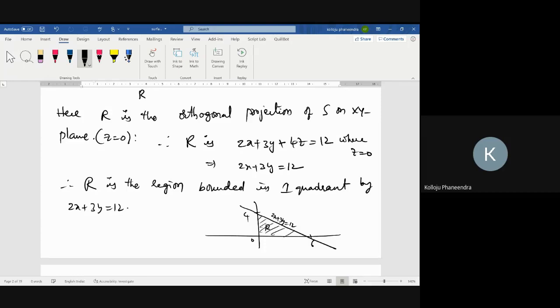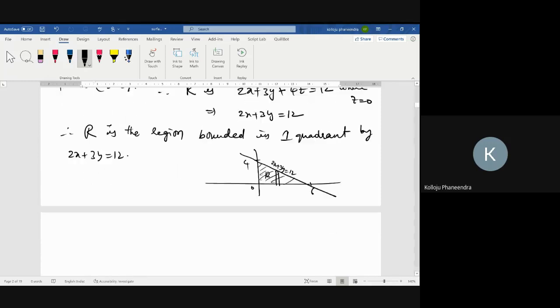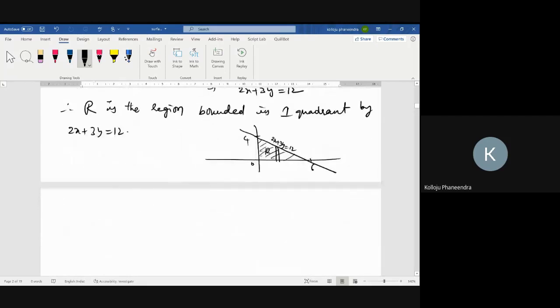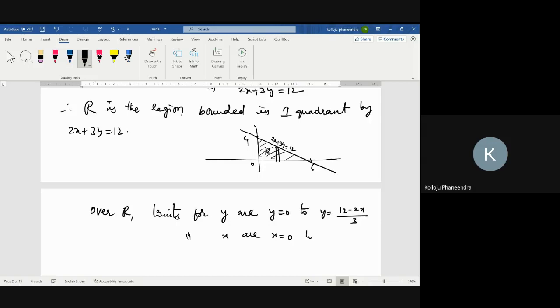This is R. If I consider a vertical strip in this region, the limits over R are as follows. The limits for y, by considering a vertical strip, are y equal to 0 to y equal to, from the straight line equation, 12 minus 2x by 3. The limits of x are x equal to 0 to x equal to 6, the x intercept.